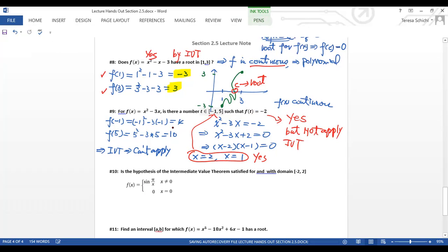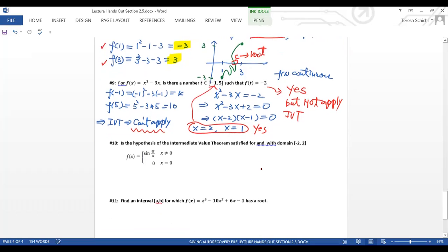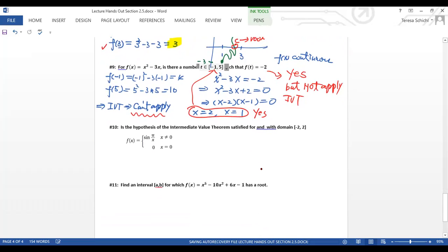For the intermediate value theorem, if I have a negative 2 and a 10, then you can apply it, yes, right? But in here, even though it cannot be applied, that doesn't mean the value doesn't exist, so you need to solve it, right? Okay, so now the next one asks whether the hypothesis of the intermediate value theorem is satisfied within the domain negative 2 to 2. All right, so first, f of x has to be continuous.